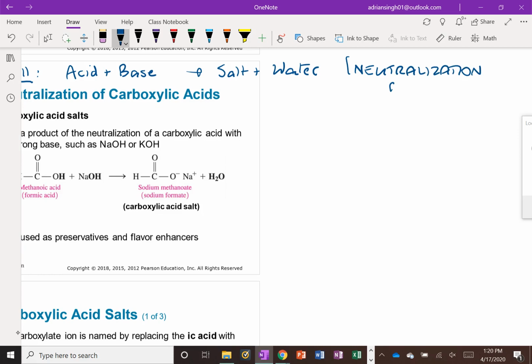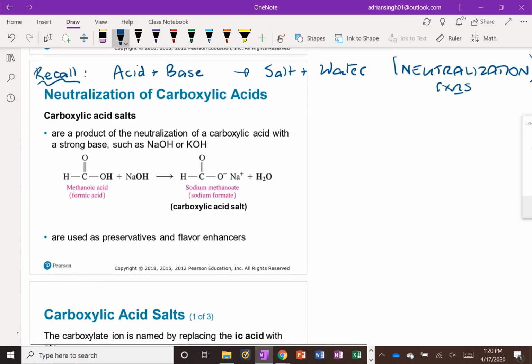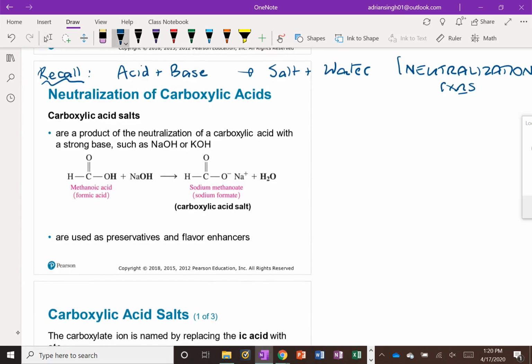And we call those neutralization reactions back in chapter 10. So if we take a carboxylic acid like methanoic acid and react it with a base like sodium hydroxide, what can happen here is the acid can donate that H+, and it can combine with the hydroxide from the base. So these two things end up combining to make water.